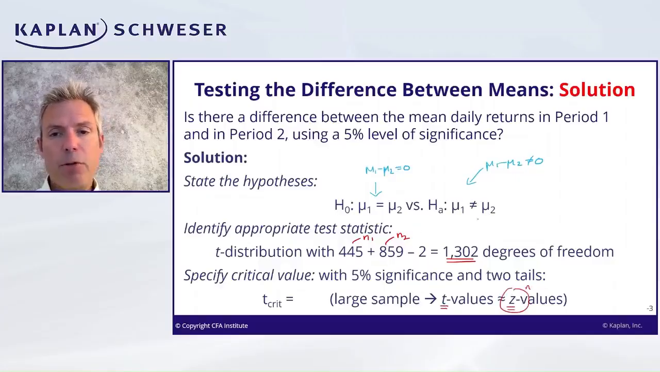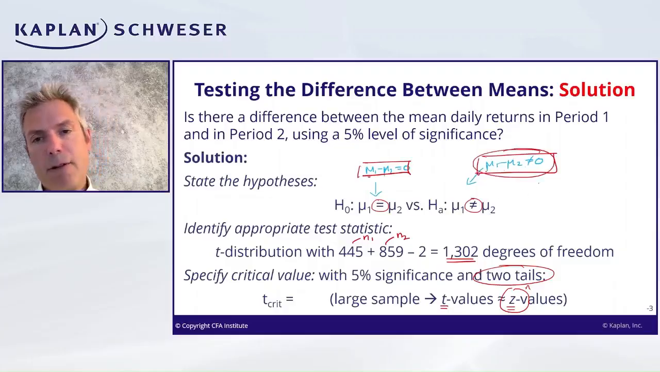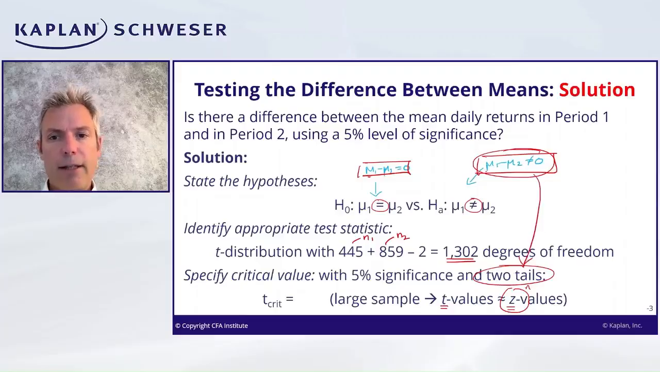And by the way, we've got two tails here. How do we know we've got two tails? It's because of the way the hypotheses are set up. Given that we've hypothesized an exact value for the difference between the means, we only need to find a very negative value for the difference or a very positive value for the difference for us to reject. So there's two tails. It's that not equals sign that tells us it's a two-tailed test.